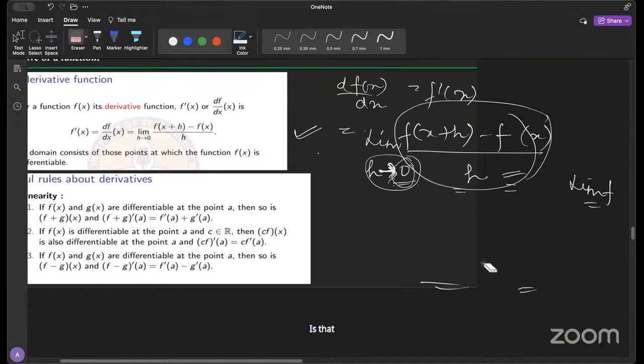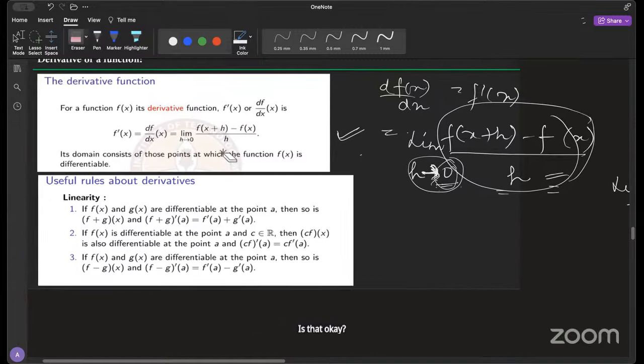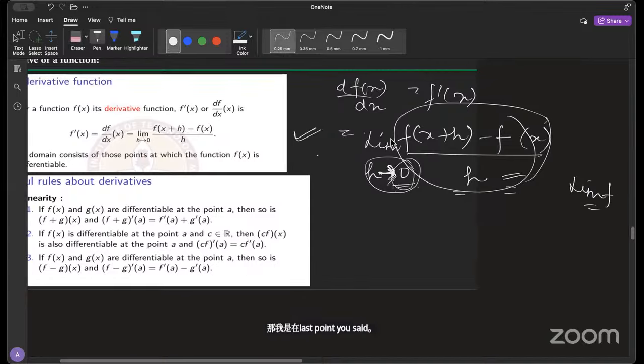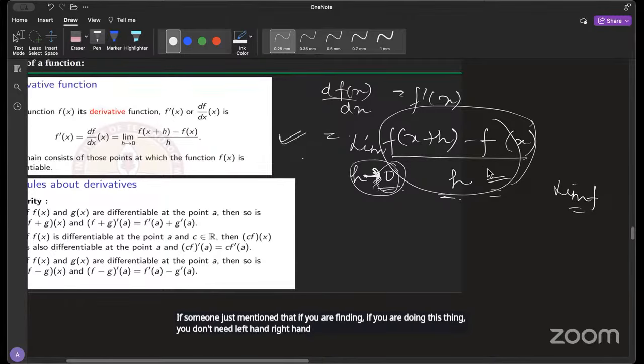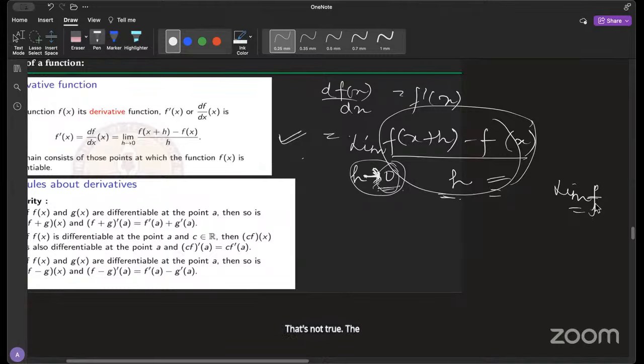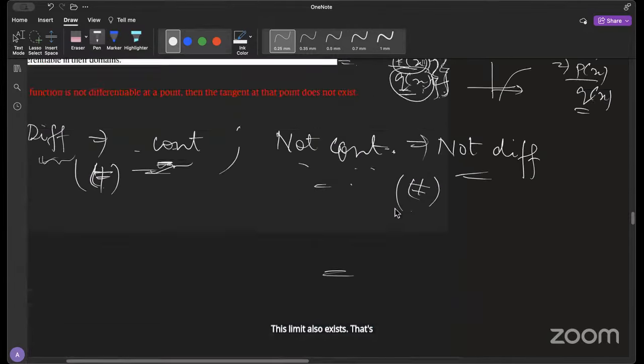Is that okay? And what was the last point you said? Someone just mentioned that if you are doing this thing, you don't need left and right hand because you know that the limit already exists. That's not true. If f is continuous, that implies the limit of f exists at whatever point it's continuous. It doesn't mean that this limit also exists. That's the only point.